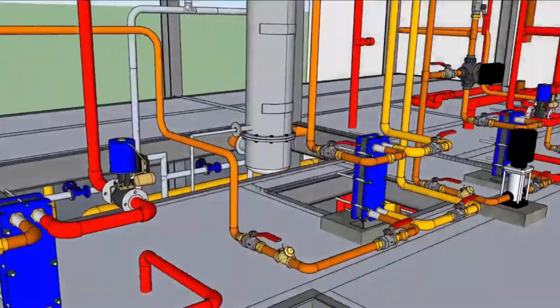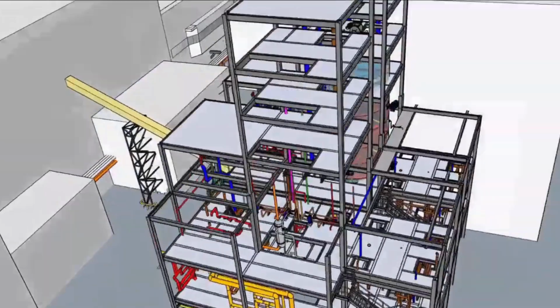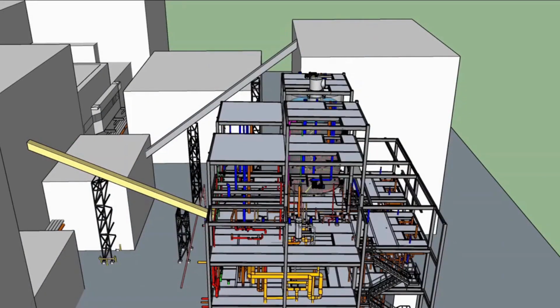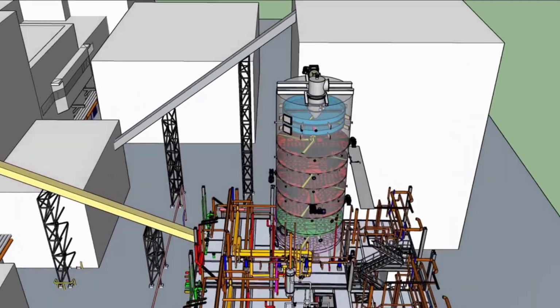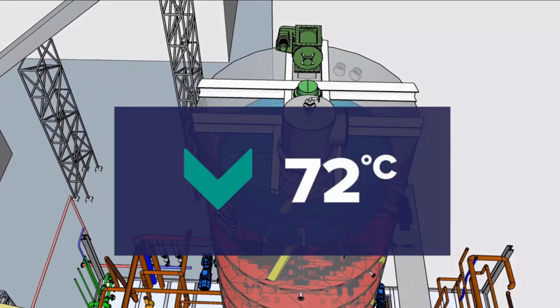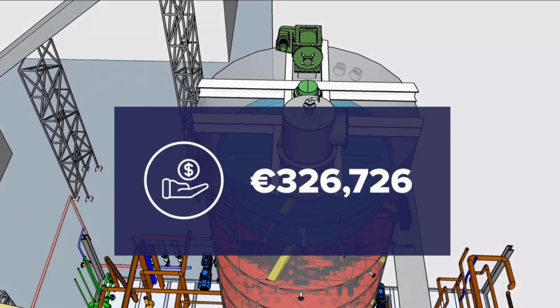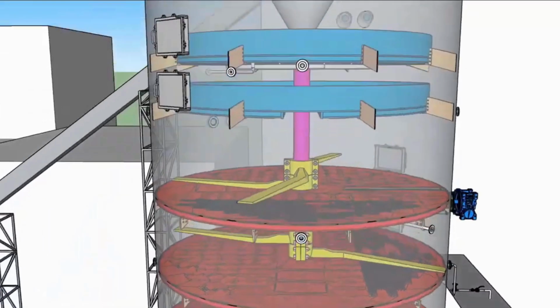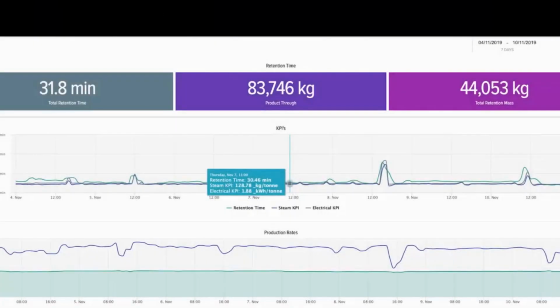The largest user of steam in extraction is the toaster, as it consumes direct and indirect steam, again with the ability to easily benchmark across sites. The decision was taken to lower the dome temperature set point from 78 degrees Celsius to 72 degrees Celsius. This set point was reduced by 2 degrees Celsius every 24 hours, while our software was analyzing the parts per million of hexane in the meal output, ensuring it remained within acceptable levels. From this action, €326,726 was saved.